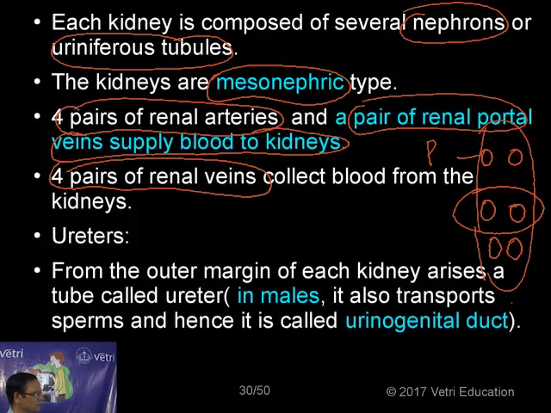Then we have the ureters. Now from the outer margin of each kidney there arises a ureter, a tube. In males, as it performs the function of carrying both reproductive products and urine, it is called the urinogenital duct. So it not only transports the waste products but also transports the reproductive materials, as in the case of all vertebrates including man. So the ureter is simply passing the urine. But in the case of male, it collects not only urine from the urinary bladder but also transports the sperm. Hence it is called the urinogenital duct.